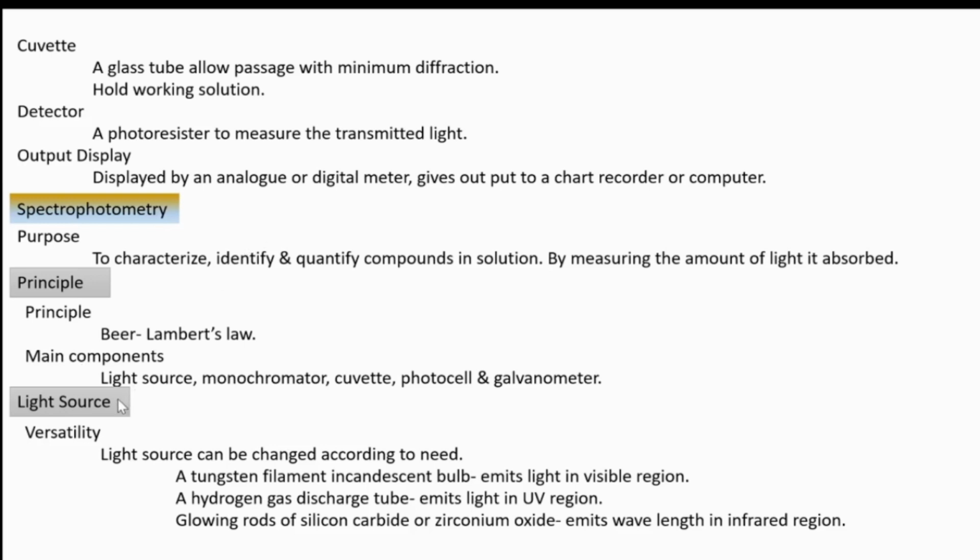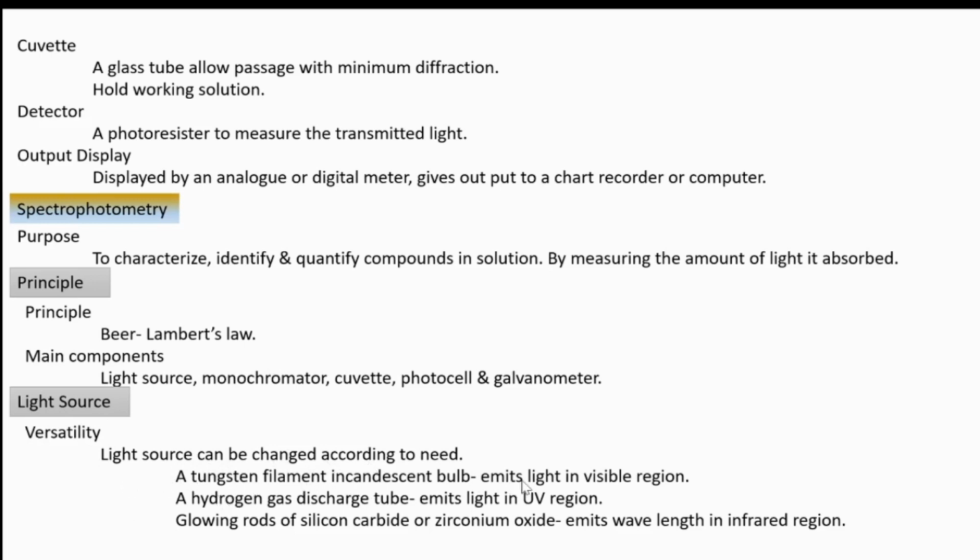So we are going to take each component separately. First is regarding the light source. In spectrophotometry, there will be one light source, and there is one versatility. Versatility means it's one important advantage over other instruments. What is that? We can select the light source according to our need.